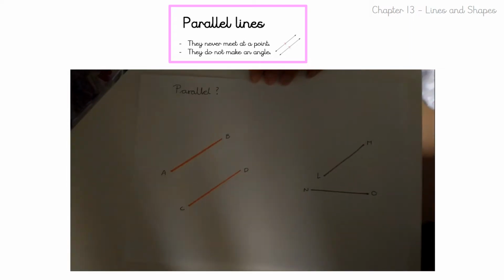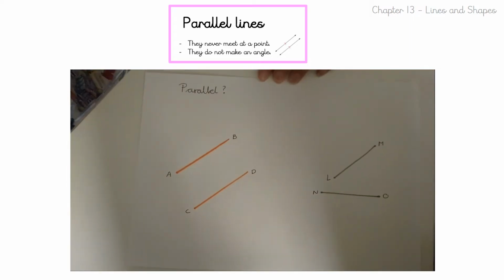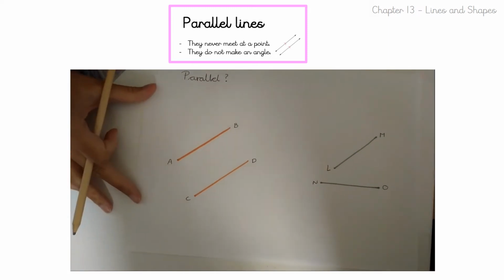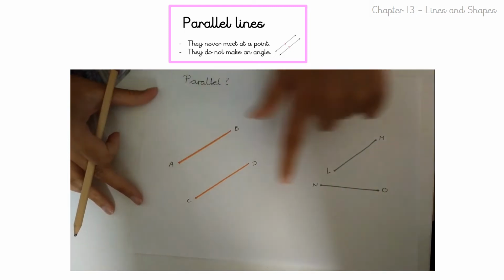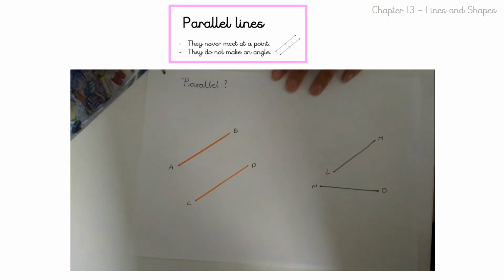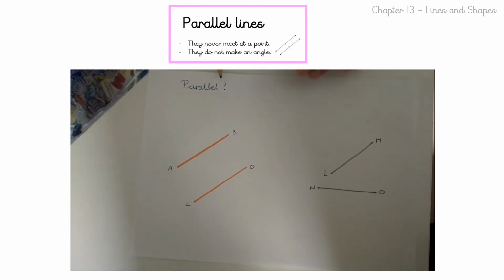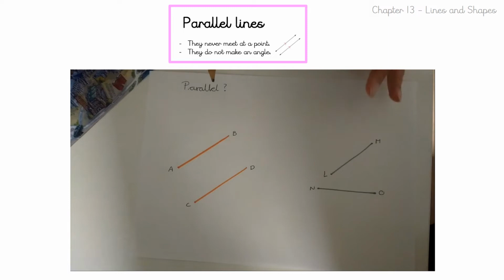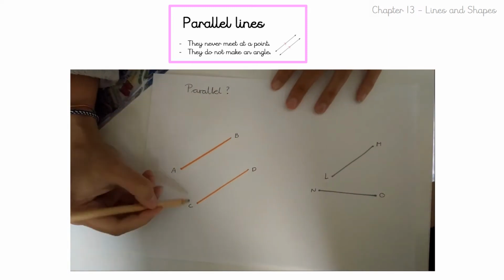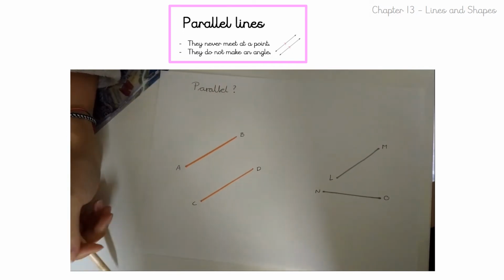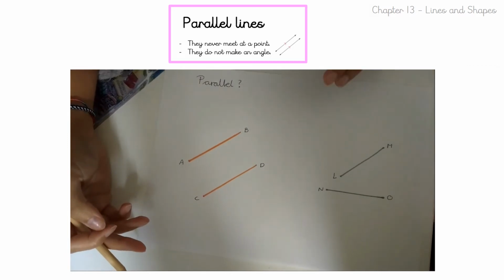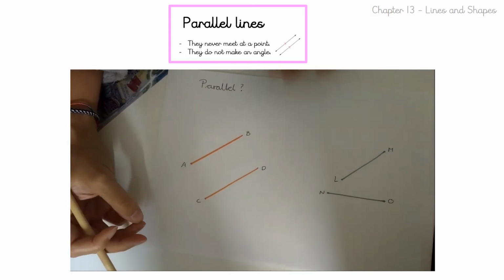Wow, that was a tricky challenge, but you did really well. You're experts. So now we need to identify if there are any parallel lines in these figures. So we're going to start with the orange one. We know that parallel lines never meet at a point, even if we extend them, and they do not make an angle. Do they meet at a point? No. Do they make an angle? No. But what can we do to prove it? We can extend them just to prove it and be sure.